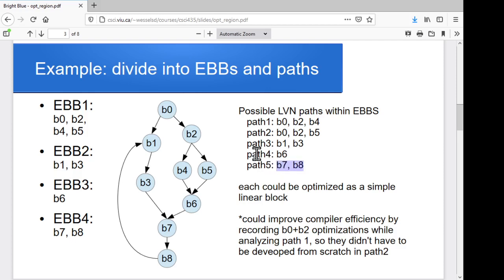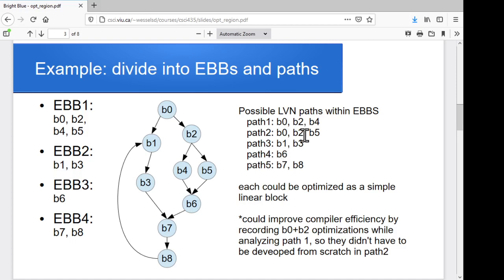So what we'll do is take each of these paths, treat it as a block for the purpose of local value numbering, and apply your optimizations within it. This is the point where we can start recognizing some optimizations between B0 and B2, or between B2 and B4, or across all 3 of them. And the same thing with the other paths. So we're looking for opportunities to optimize across the blocks without messing up our other blocks.